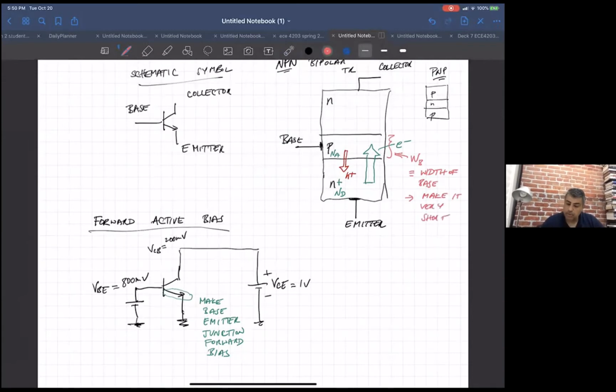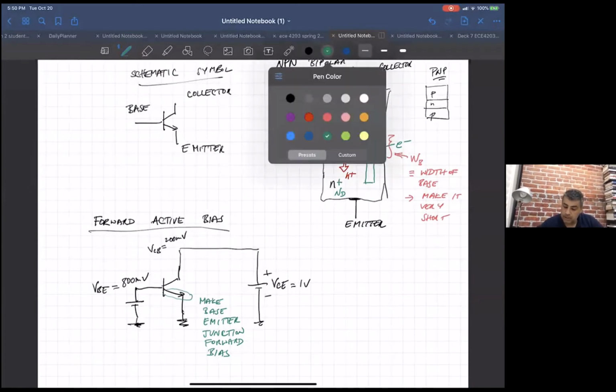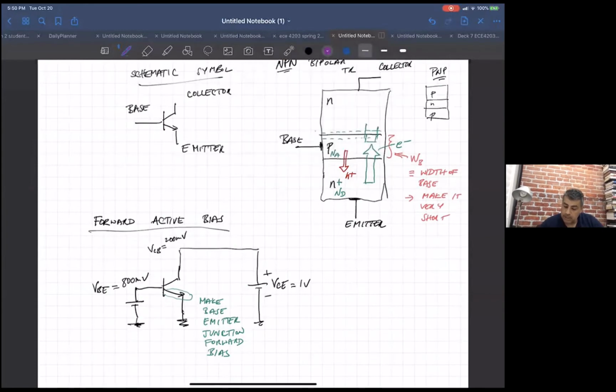And this is also very important to the operation of the device. So what that means is, if this is very, very narrow, if WB is very, very short, if this distance is very, very short, these electrons will just go through the base, and they're going to hit this junction, which is reverse bias, because we made it reverse bias. So if this junction is reverse bias, if it sees electrons, it'll have an electric field from here to here.